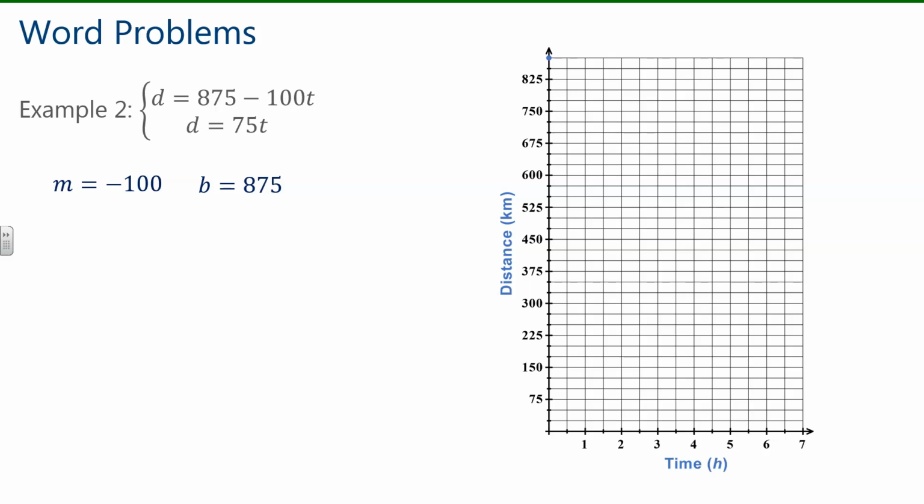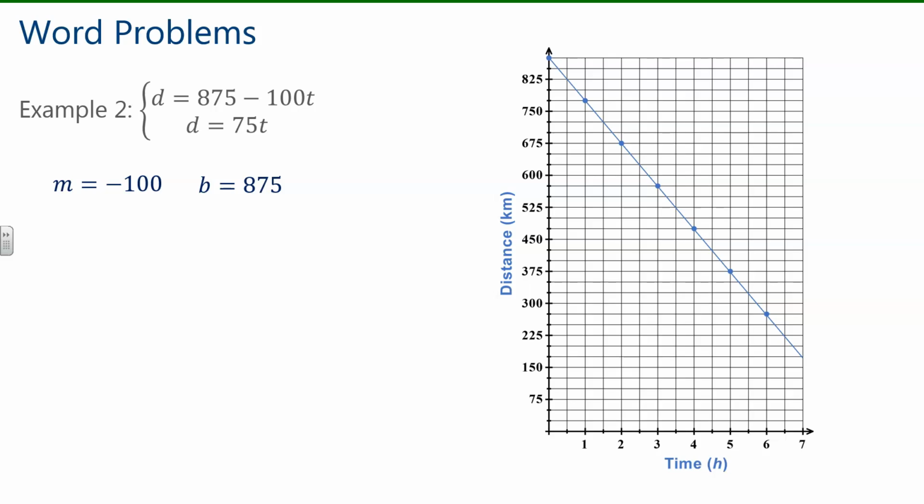Now for a slope of negative 100 over 1, I will go down 4 blocks and then over 2. Now doing that again a few more times, I get this, and now I'll join them up.